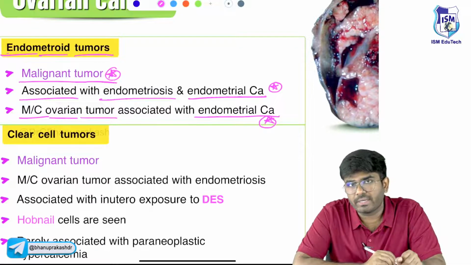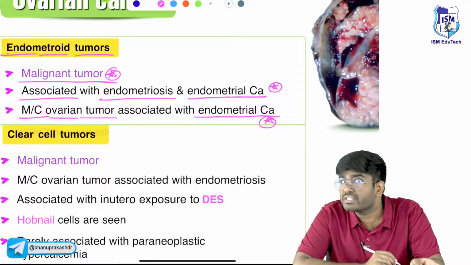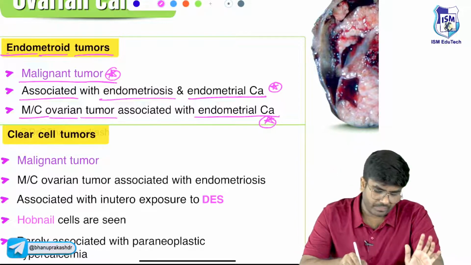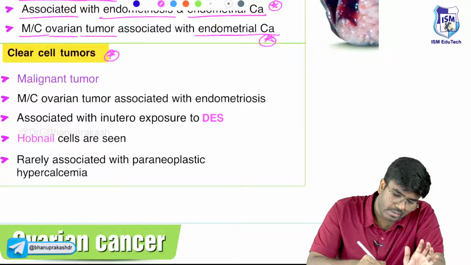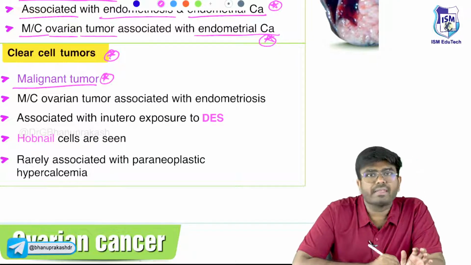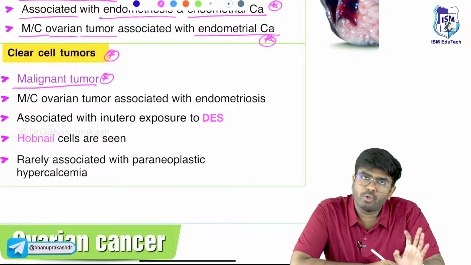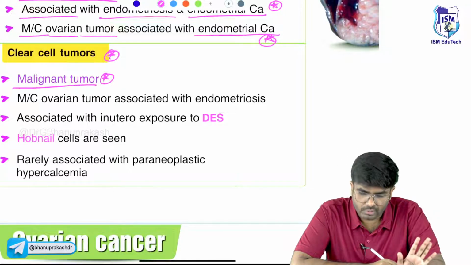It's the most common ovarian tumor associated with endometrial cancer. If a person has endometrial cancer, then they can get ovarian cancer of which type? Endometrioid type. Clear cell tumors are malignant tumors, no doubt. Again, they are cancerous. Both endometrioid tumor and clear cell tumors are cancerous, no doubt.